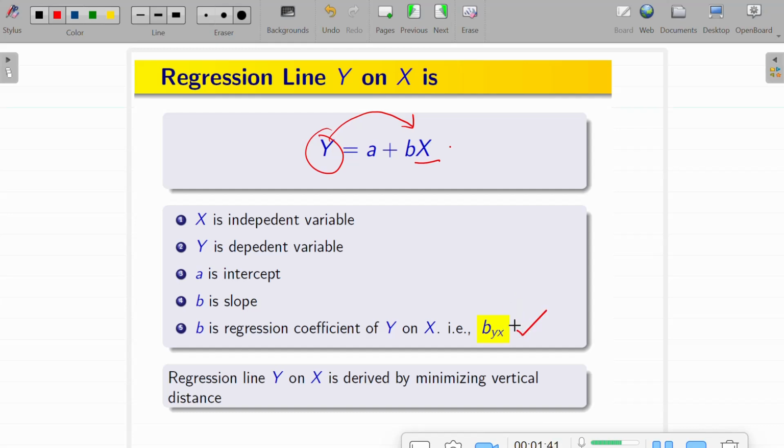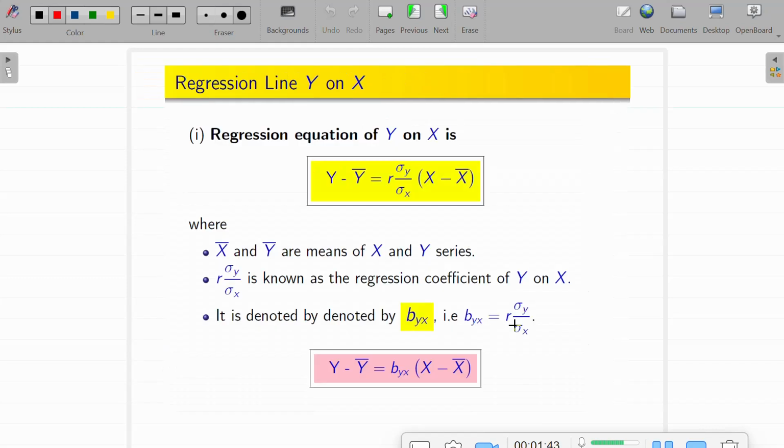Usually when we are going for the regression line, we will be using parameters like mean and variance or standard deviation. So the formula for finding the regression equation y on x is y minus y bar is equal to r into sigma y upon sigma x, x minus x bar. If it is y on x, sigma y will be in the numerator, where x bar and y bar are the means of x and y, and here r sigma y by sigma x will be the regression coefficient, that is byx.